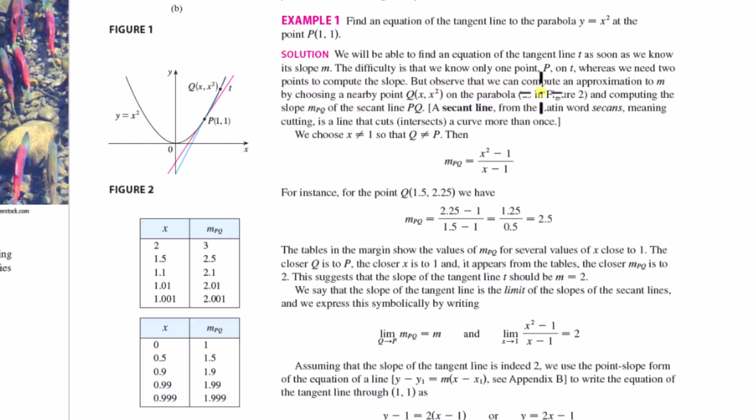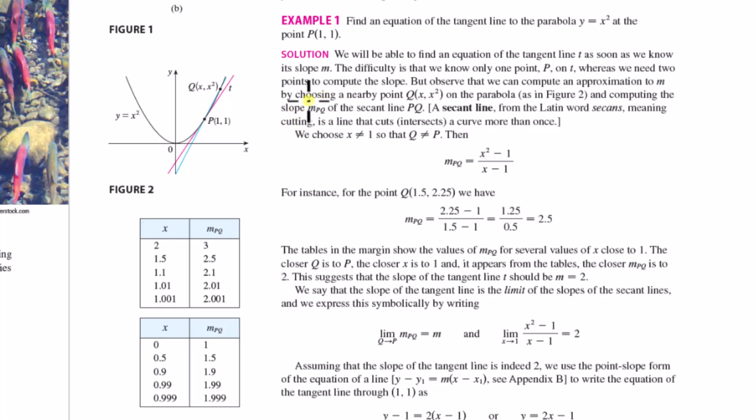Okay, but observe that we can compute an approximation to the slope by choosing a nearby point Q on the parabola. So we're going to come ahead of point P, so with x greater than 1, and think about some point Q on the parabola that has an x coordinate given by x, some x greater than 1, and then a y coordinate given by x squared, which is the y of x, right? We're just leaving this in terms of x. It has an arbitrary location somewhere on the parabola. And again, we're just thinking about x being greater than 1, though. We're somewhere ahead of point P.